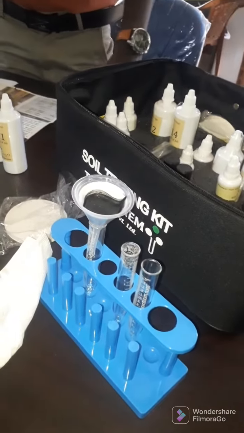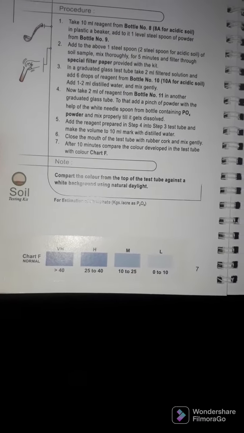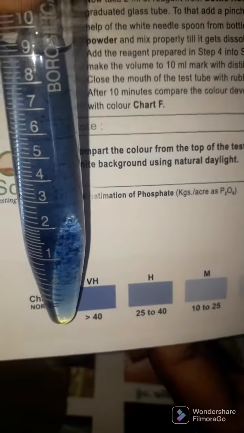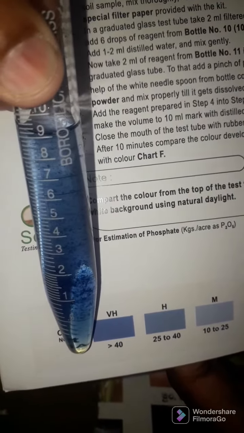If a normal blue color appears, the soil has low phosphorus level. If a medium color appearance comes, we can say that soil has medium level phosphorus. If a dark blue color appears, we can say it contains high level phosphorus amount.